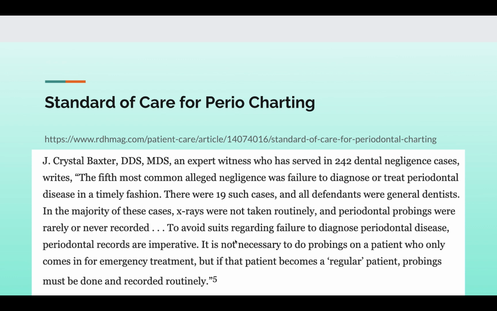I think it's important for us to go over this. An expert witness who has served in 242 dental negligence cases writes, the fifth most common alleged negligence was failure to diagnose or treat periodontal disease in a timely fashion. There were 19 such cases, and all defendants were general dentists. In the majority of these cases, X-rays were not taken routinely, and periodontal probings were rarely or never recorded. So basically, we need to do this regularly. We're going to go over the frequency of this, essentially once per year, and radiographs once per year, to keep us within the guidelines set forth by the standards of care in our profession.